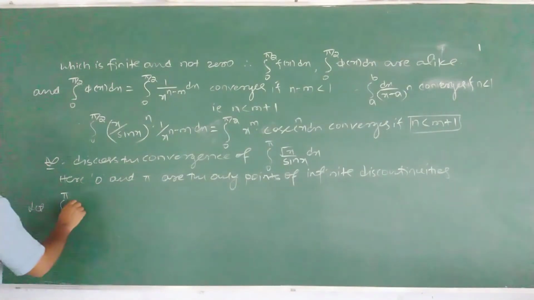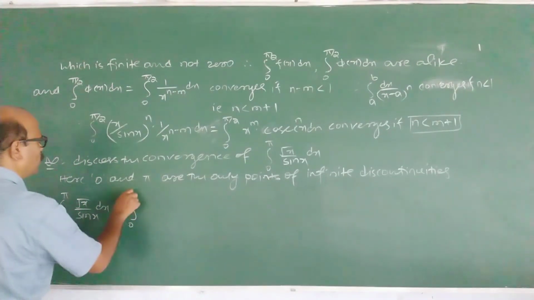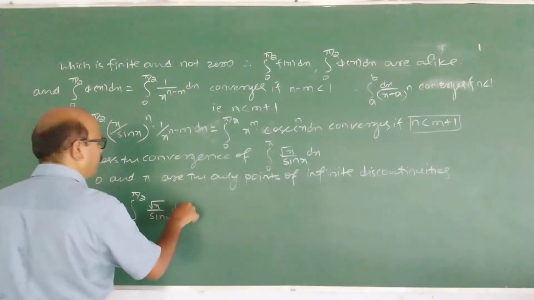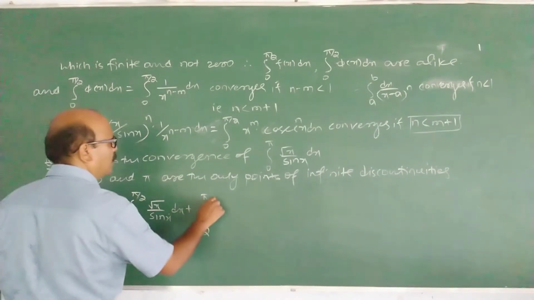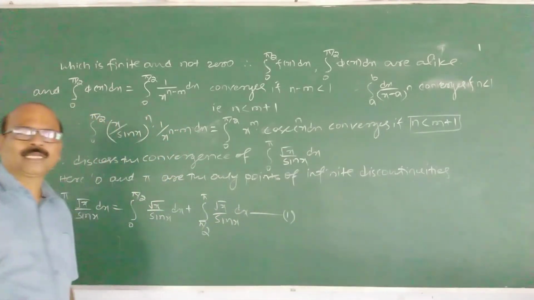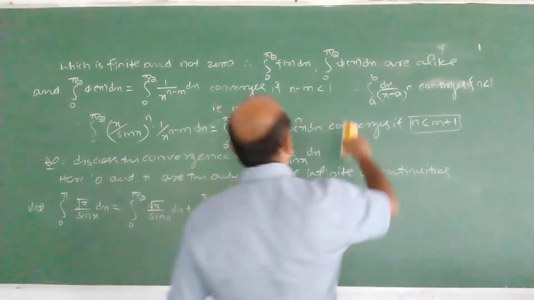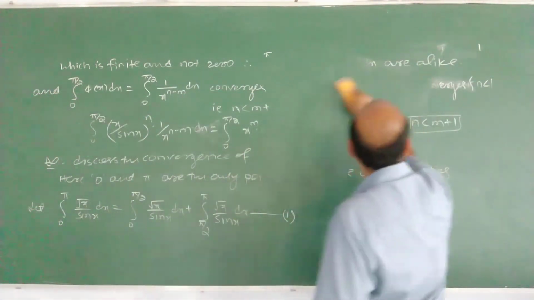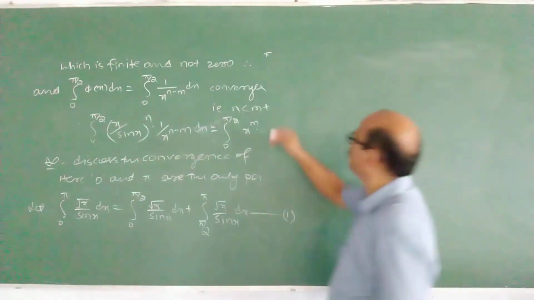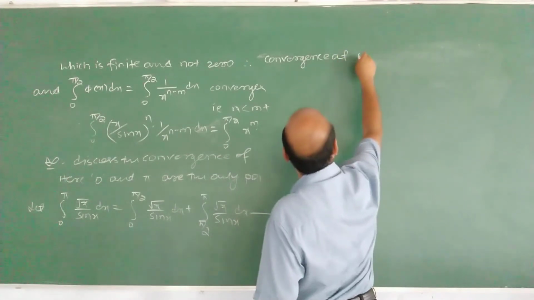Let integral 0 to pi root x by sin x dx be equal to integral 0 to pi by 2 root x by sin x plus integral pi by 2 to pi root x by sin x. Take this as 1. We have to discuss the convergence at 0 and the convergence at pi. Therefore, we take in between 0 and pi a point. This point we have taken. Now, how to test the convergence at 0? First, we take convergence at 0.